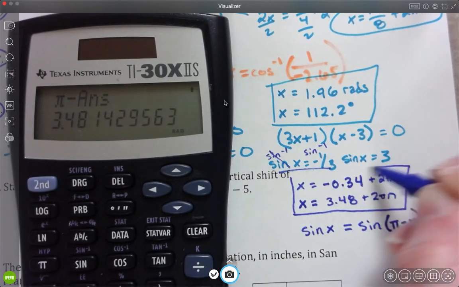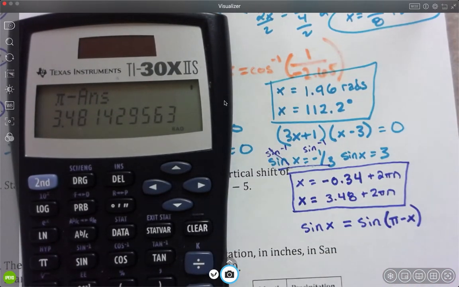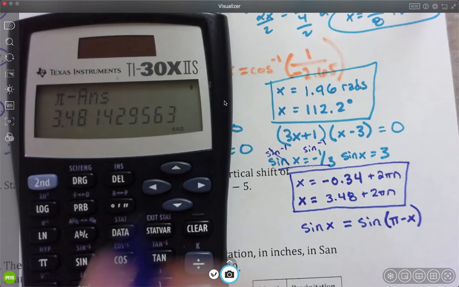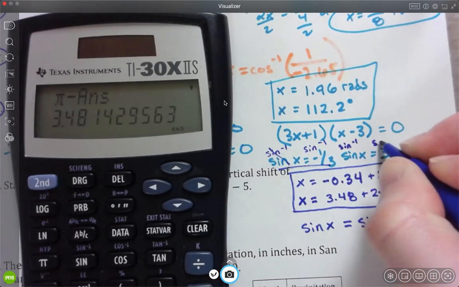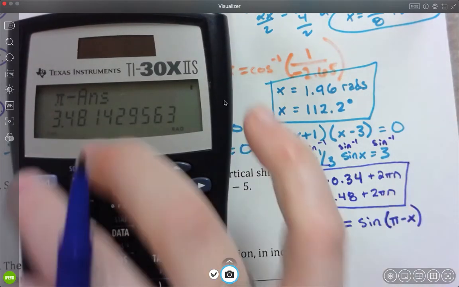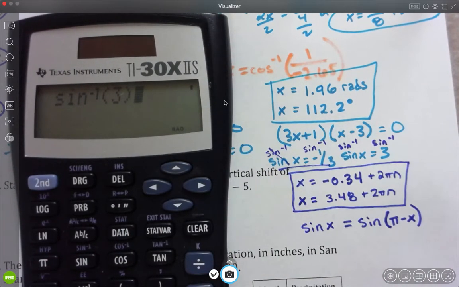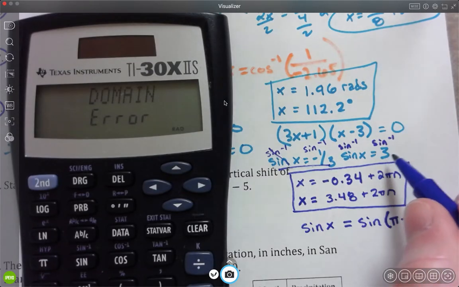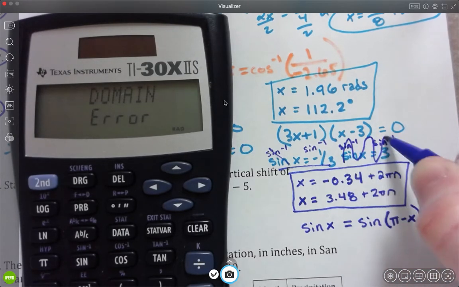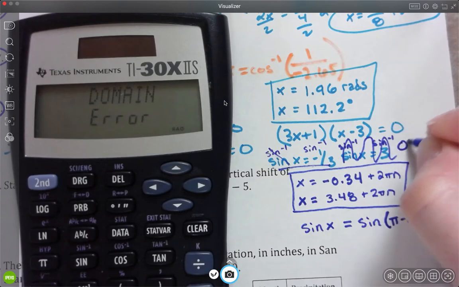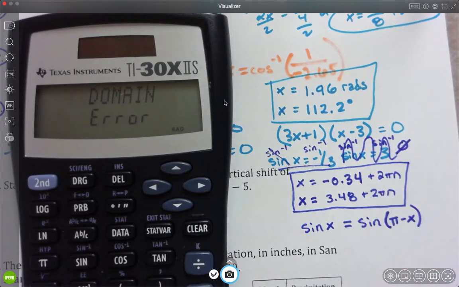Now, I'm about out of room, but if we do inverse sine of 3, the calculator is going to say domain error. Why does it say domain error? Well, think about the graph of sine. The highest it goes is 1. Is it ever going to touch 3? No, not going to happen. So this one I'm not going to have any solutions for, so I will only have those two answers that I get from doing the -1/3.